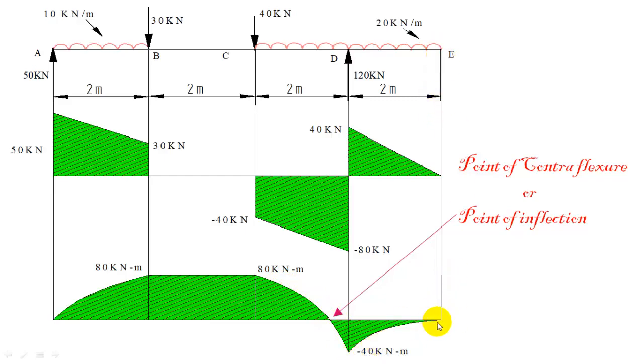At E we know bending moment is 0, so you can change it like minus 40 to 0 and again parabolic variation. While drawing this parabolic variation, always you see that concave side is down. So parabolic variation for bending moment will be always drawn with the concave side down.